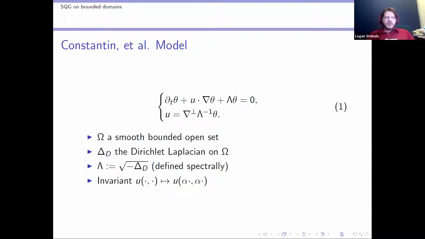Omega is a smooth, bounded open set, arbitrary. You take the Dirichlet Laplacian on omega, that's Laplacian sub d, and then you take the square root in the spectral sense. That means you expand, right? You get a countable sequence of eigenvalues and eigenspaces, you expand in these, and you just take the square root of the eigenvalues. And you end up with this very simple model. Note that the solutions are invariant under any scaling in time and space. So this is the critical equation.